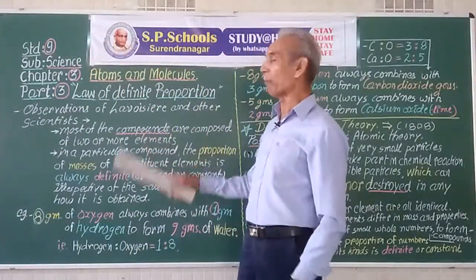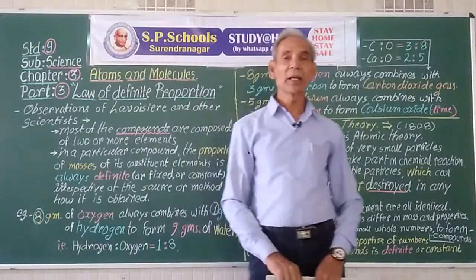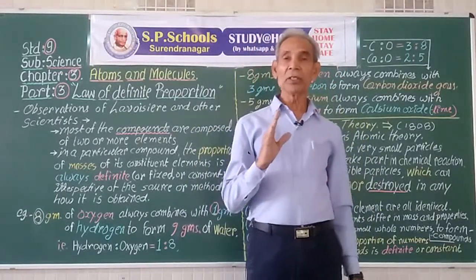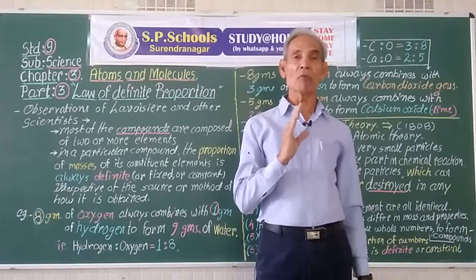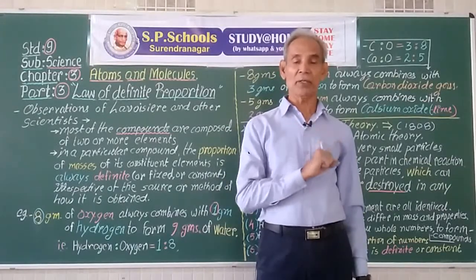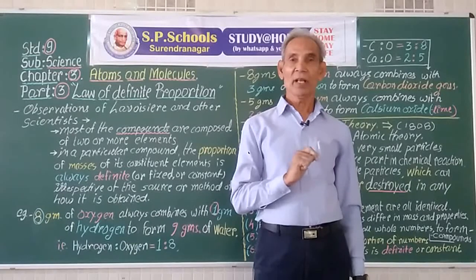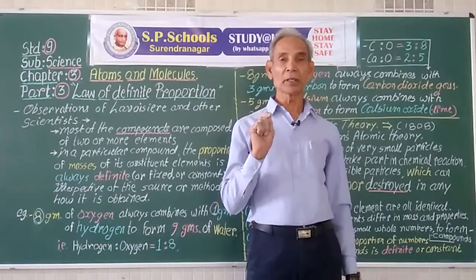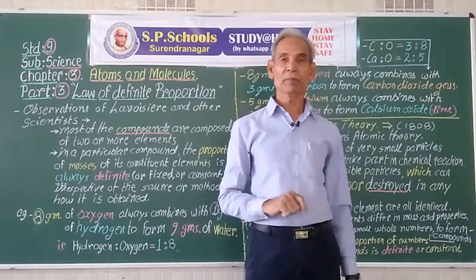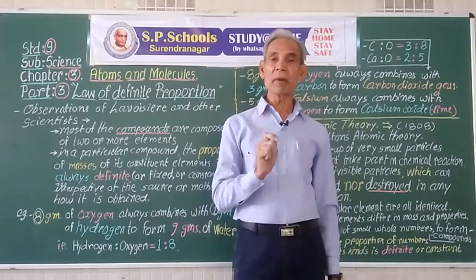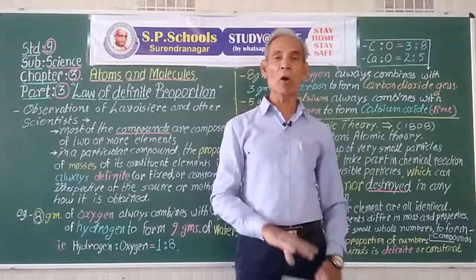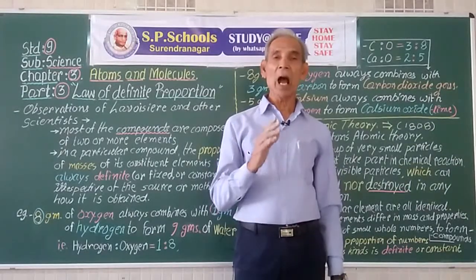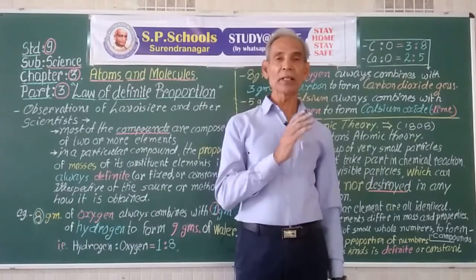So for any compound, if you take it and check what different elements this compound is made up of, and measure the proportion of the constituent elements, it remains definite for that compound always, by any method by which you have obtained the compound.